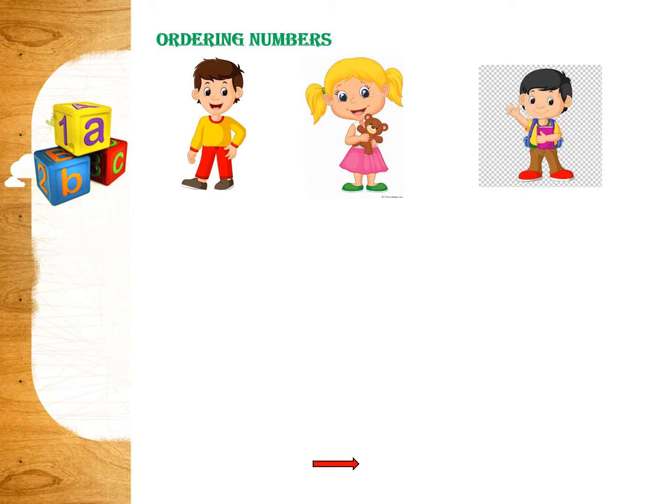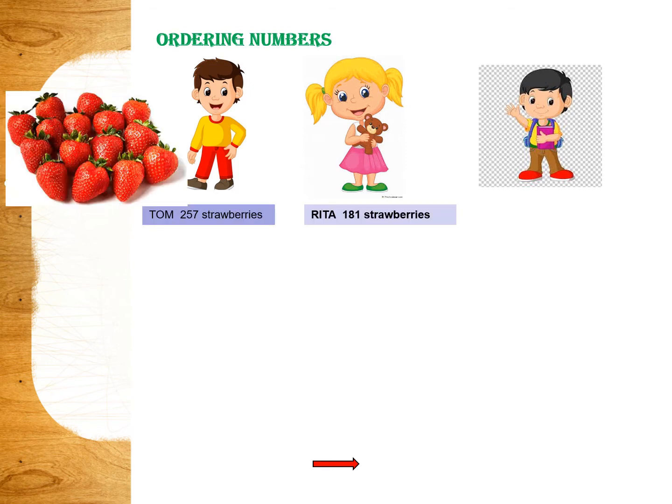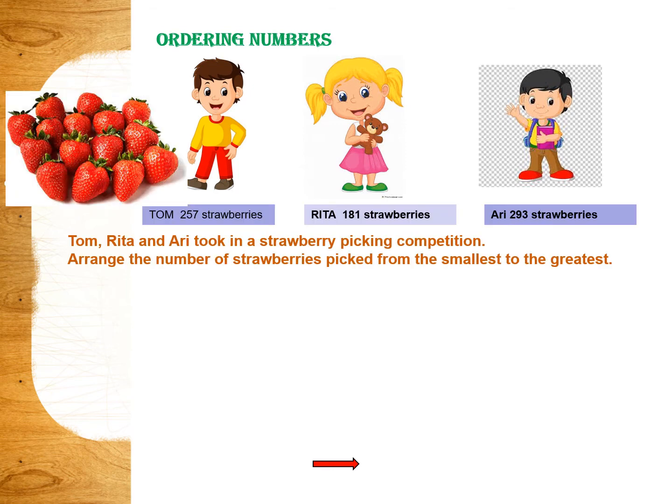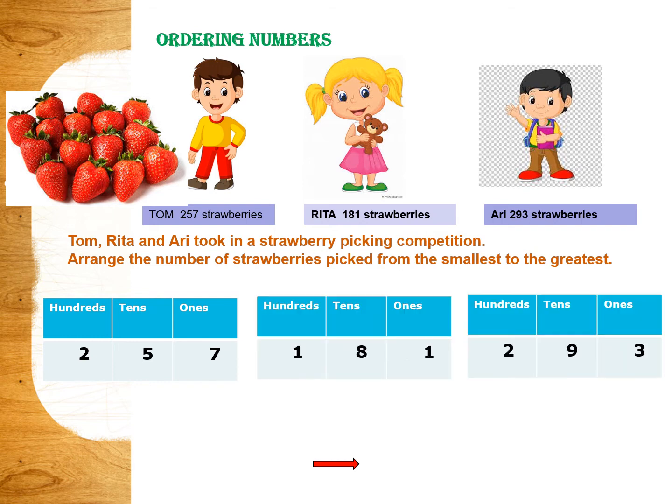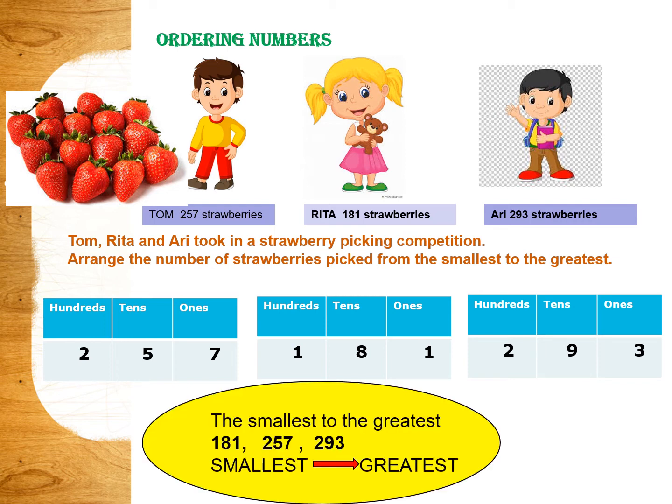Children, let's see ordering numbers. There are 3 kids, Tom, Rita and Ari. They start a strawberry picking competition. Tom picked 257 strawberries. Rita picked 181 strawberries. And Ari picked 293 strawberries. Okay children, arrange the number of strawberries picked from the smallest to the greatest.